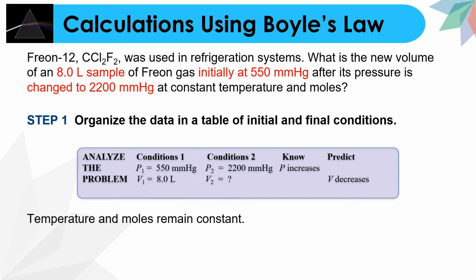Let's use this problem as an example. Freon 12 was used in refrigeration systems. What is the new volume of an 8-liter sample of Freon initially at 550 millimeters of mercury after its pressure is changed to 2,200 millimeters of mercury at constant temperature and moles? Now, step 1, organize the data in a table of initial and final conditions.